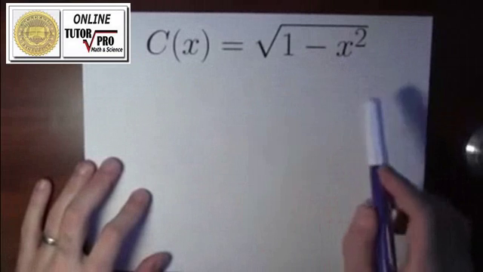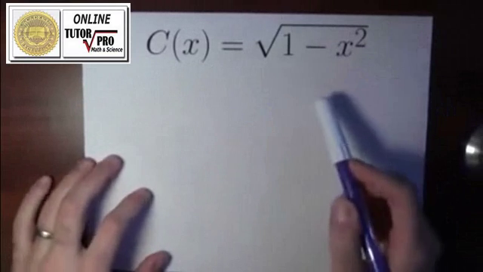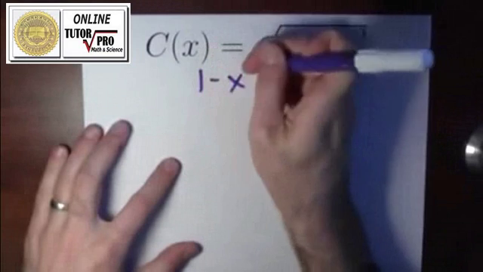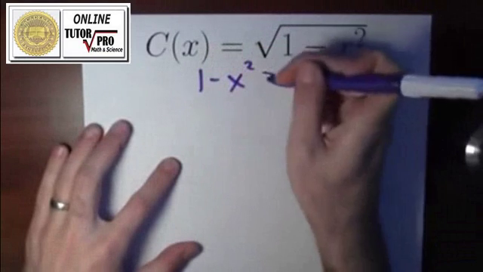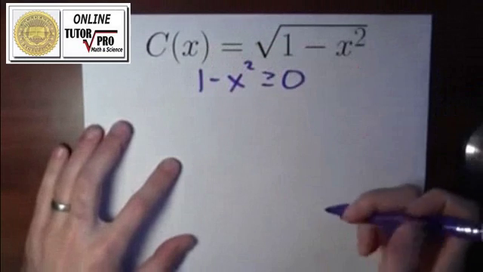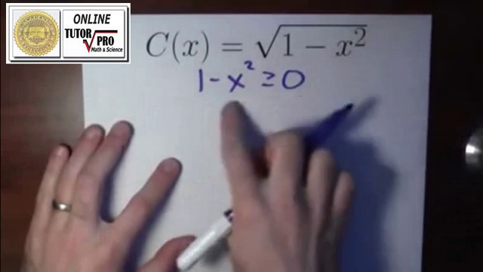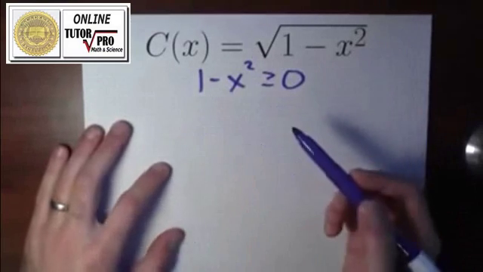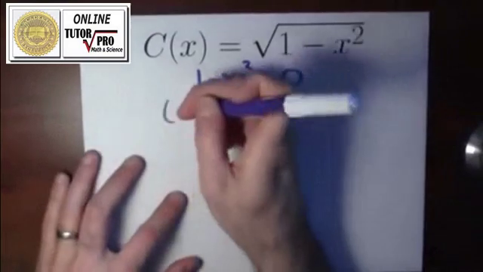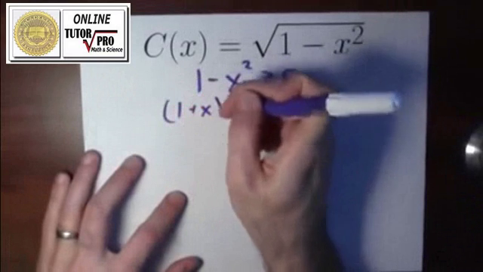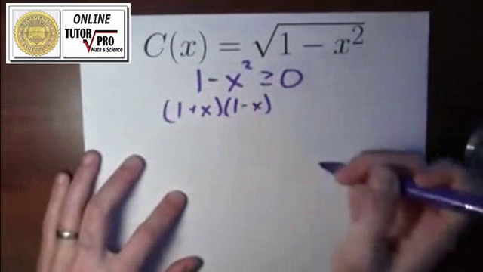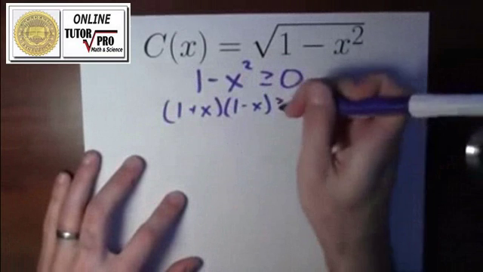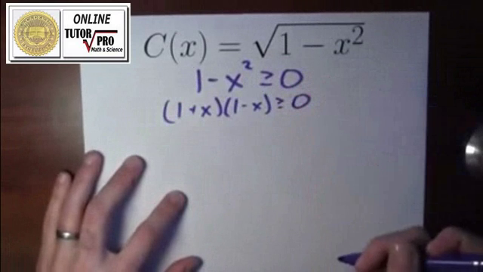So the domain consists of all the inputs for which the rule makes sense. So I'm looking for which values of x make the thing under the square root non-negative. There's lots of different ways to think about which values of x make this true. One way is to factor 1 minus x squared. So I could factor 1 minus x squared as 1 plus x times 1 minus x, right? That is equal to 1 minus x squared.